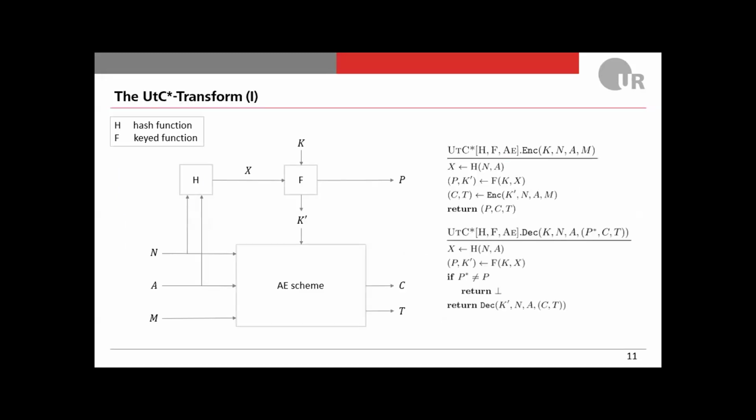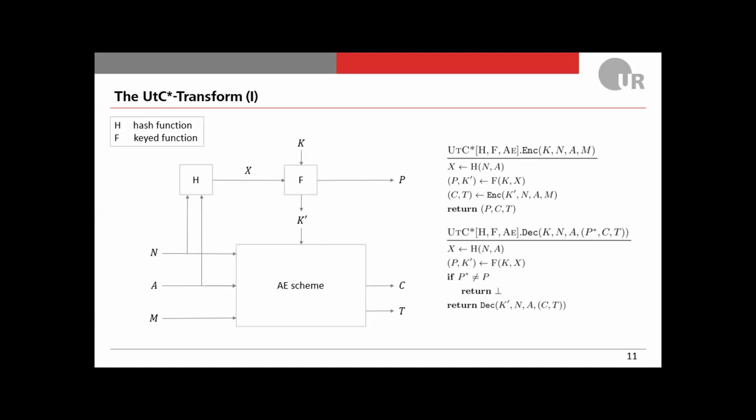And we call it the UTC star transform as it is an adaptation from the transforms from Bellare and Hong. So it uses a hash function H and a keyed function F, and applied to an arbitrary AE scheme, the encryption works as follows. First, nonce and associated data are hashed, and the result X is, together with the key, input into F, which for one outputs a session key K prime, which is then, together with nonce, associated data and message, encrypted using the AE scheme. And secondly, F outputs a so-called commitment P, which is then returned alongside the ciphertext and tag.